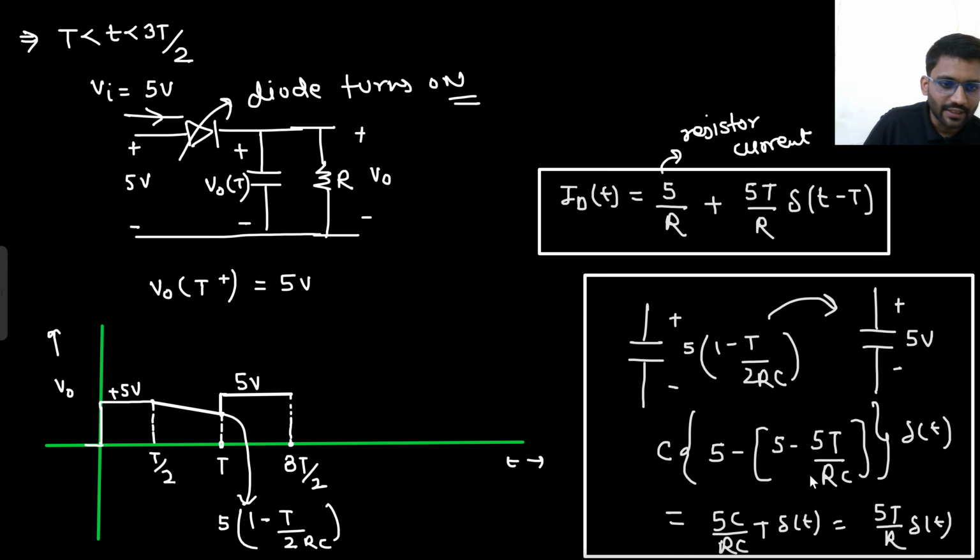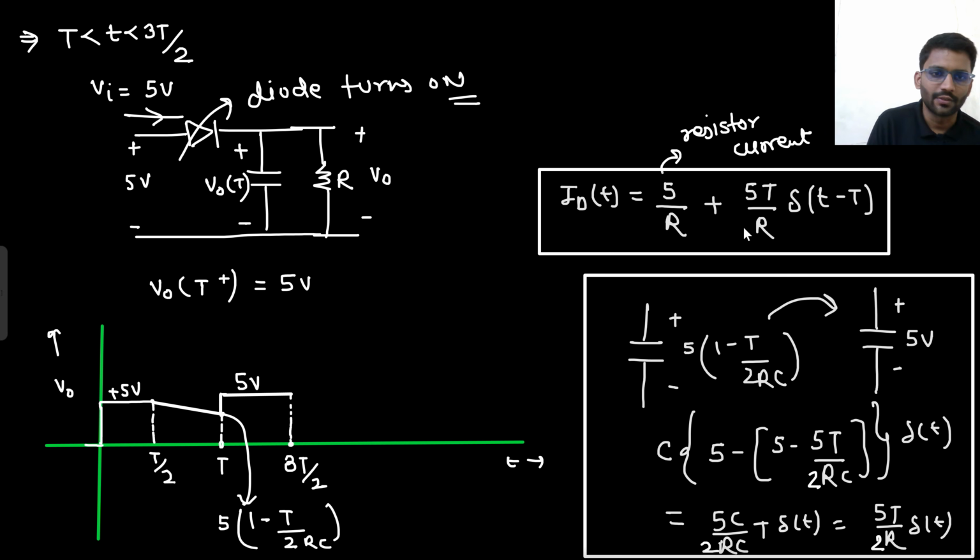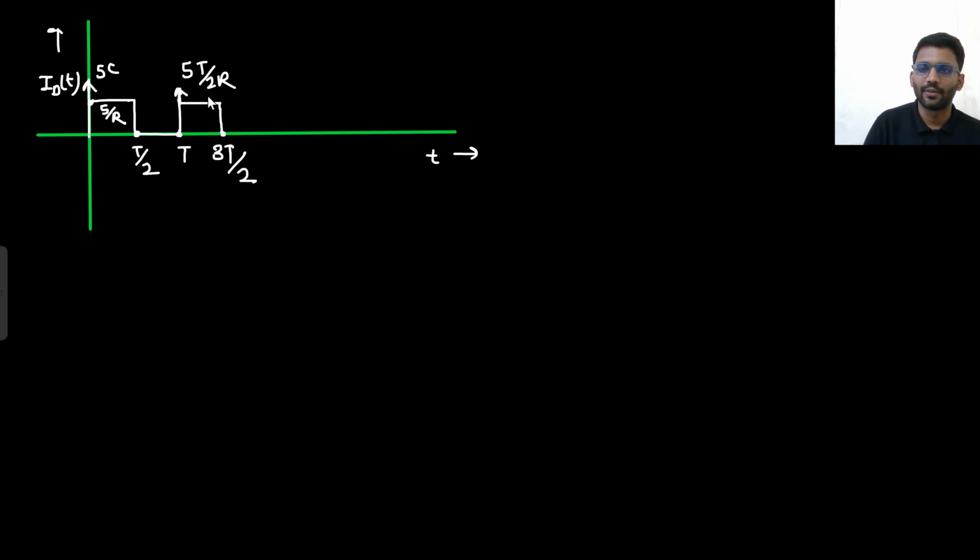Just one error is there. Actually it should be 2 here. That's what I was thinking. So it should be 5t by 2R. 5t by 2R delta T minus T, and this magnitude is remaining the same.